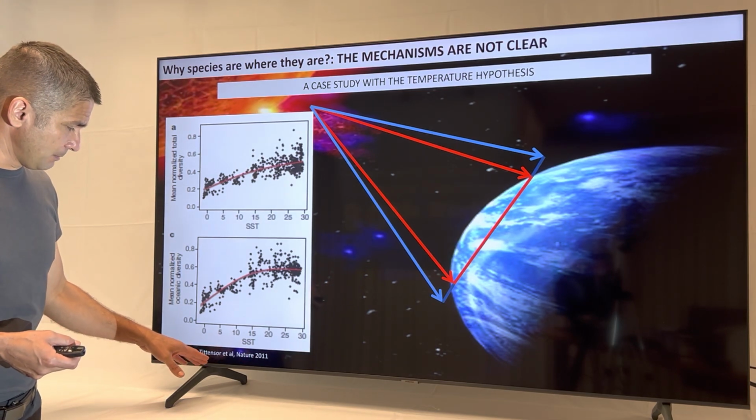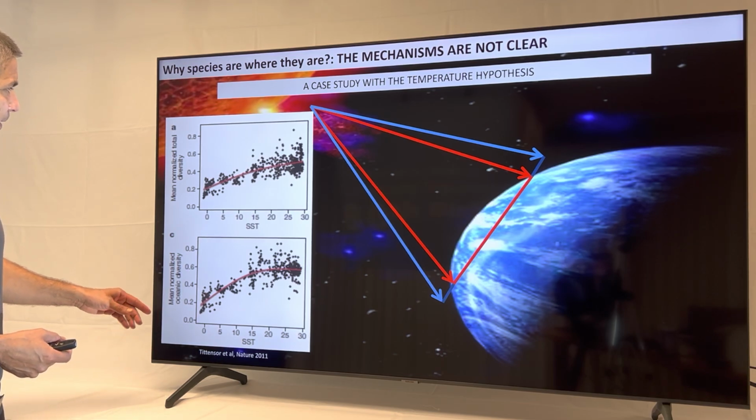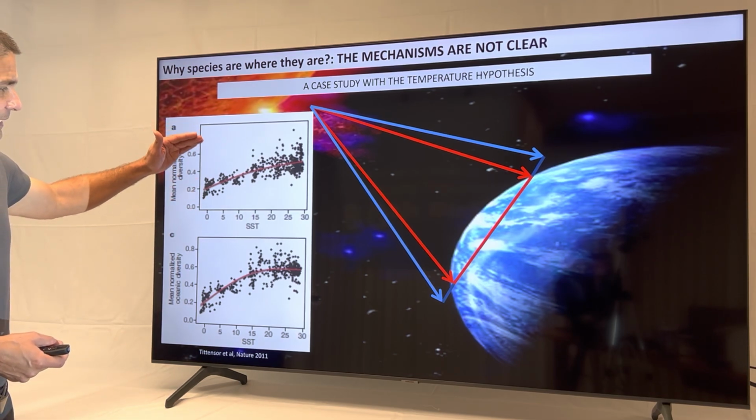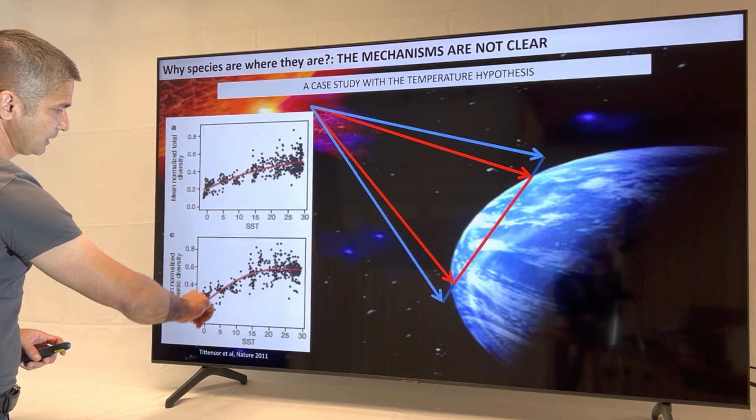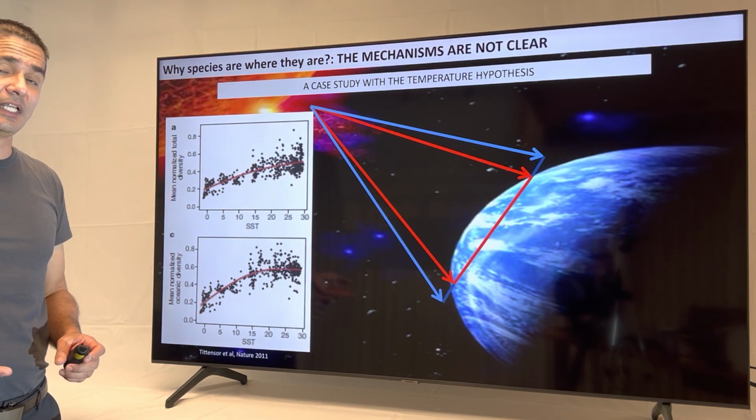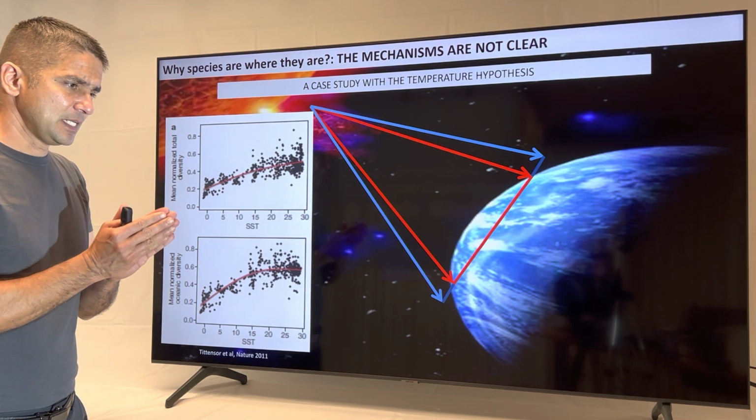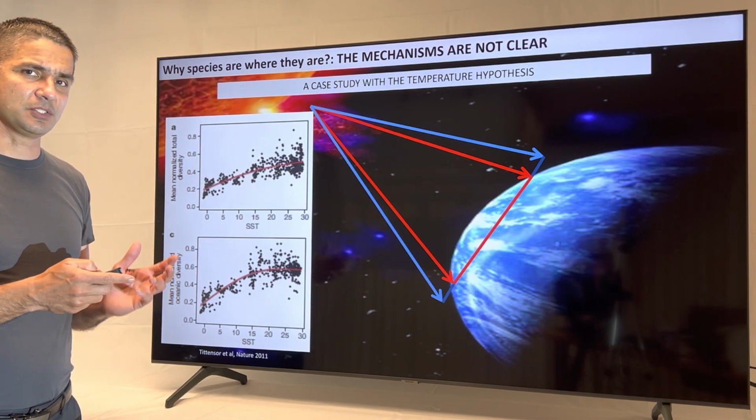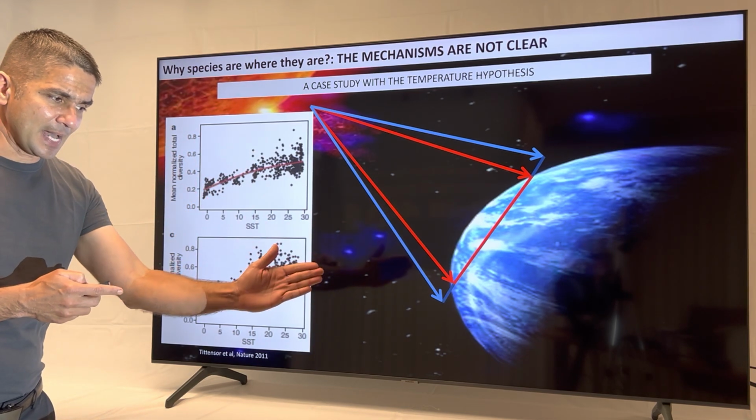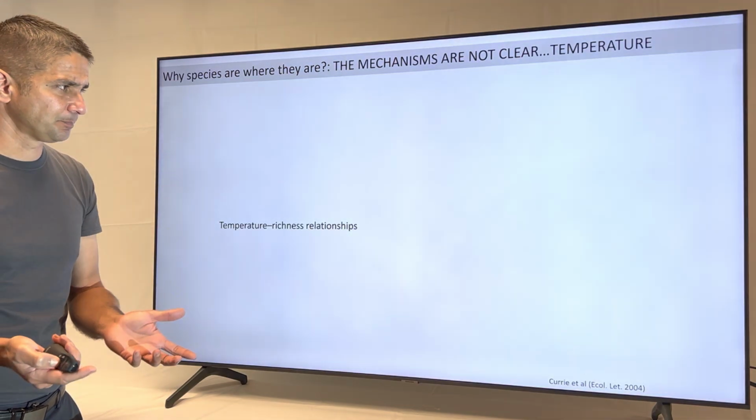This is a paper by my friend Derek Tittensor from Dalhousie University. In this paper, he correlated the number of species on the planet against temperature in the oceans, and you can see that there is always a positive correlation no matter how you cut the data, right? So almost always, places that are hotter normally have more species. So that's, again, a pattern that is highly related to a variable. But then what is the mechanism?